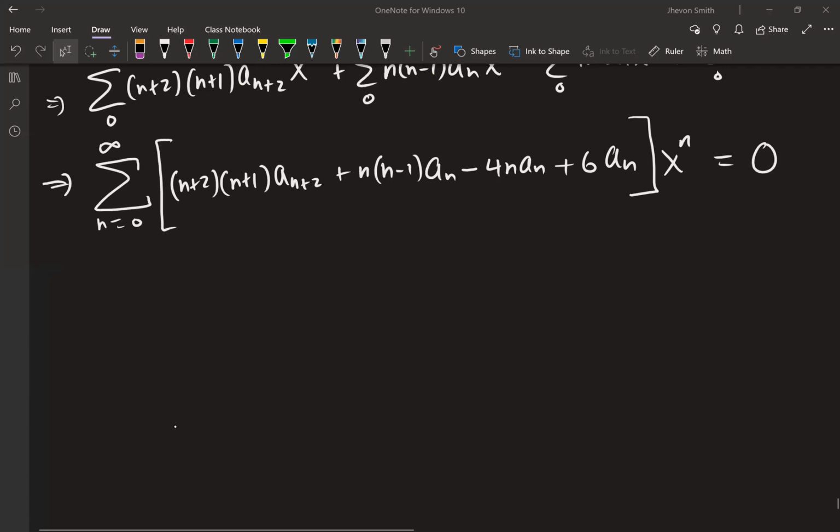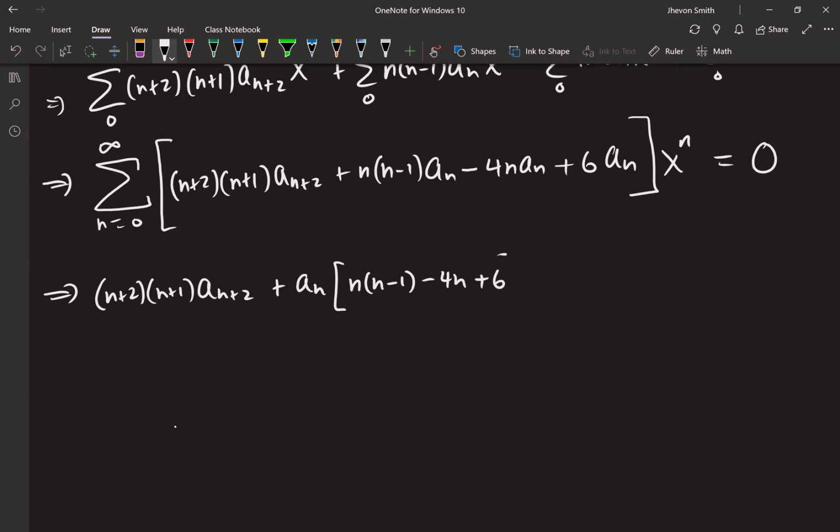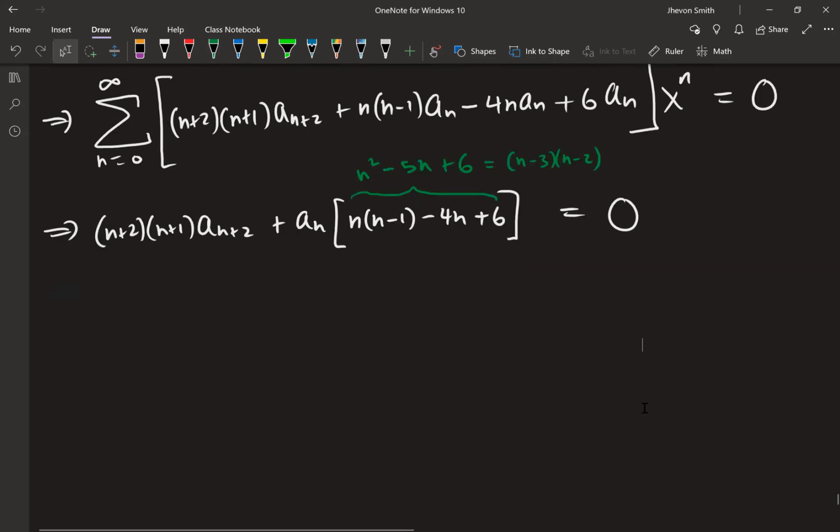Okay, so let's actually continue. Now, of course, the next step is to find the indicial equation, the recursion formula. So this is going to be n plus 2, n plus 1, a n plus 2. By the way, this is all times an. So I can have n times n minus 1 minus 4n plus 6 equals 0. What does this simplify to? This here simplifies to n squared minus 5n plus 6. Does that actually factor? Right, it does factor, but it doesn't factor into anything convenient. It's not going to allow me to cancel or simplify anything. But okay, it factors, that's nice to know.